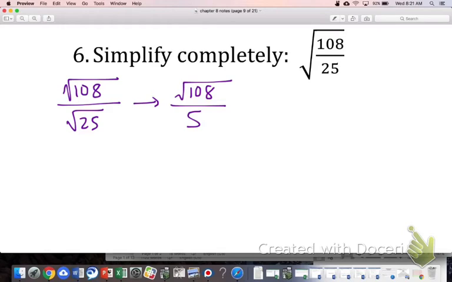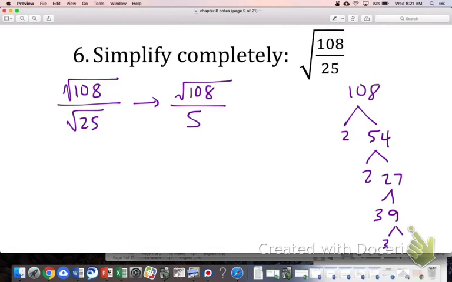Now, the root 108, we're going to have to do a little bit of work. We need to do some prime factors of 108. Maybe I'll do that off to the side. What number goes into 108? 2. 2 does. It's obviously even. So 2 times what is 108? 54. Is 54 still even? So let's keep rolling with the 2's. 54 is 2 times what? 27. And 27 is really 9 times 3. And 9, of course, is 3 times 3.